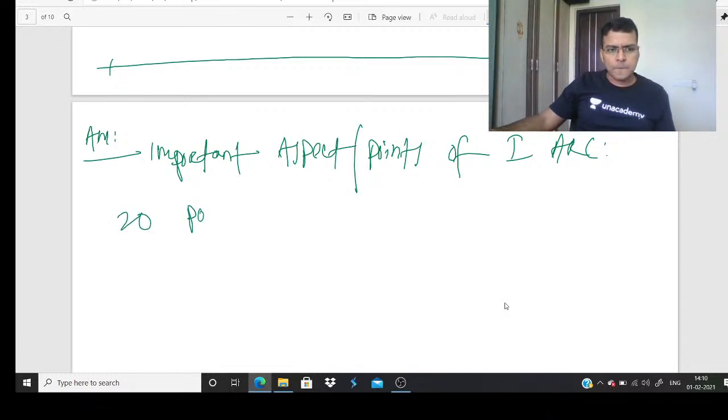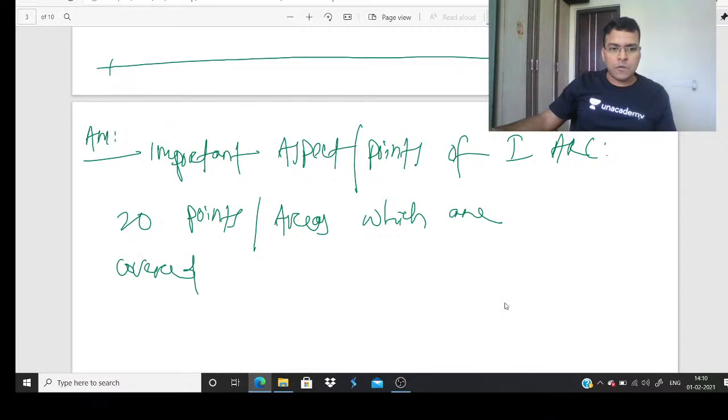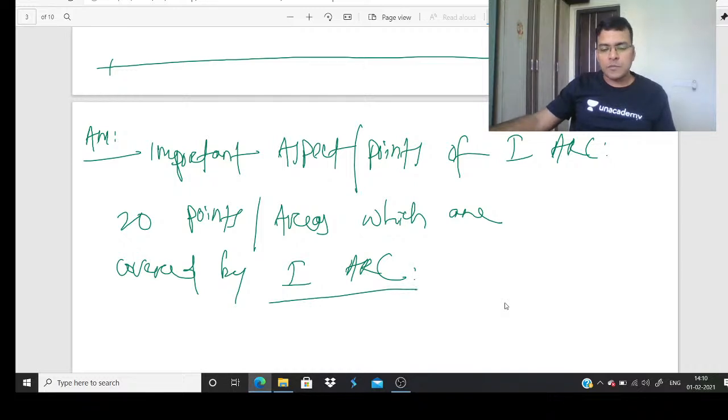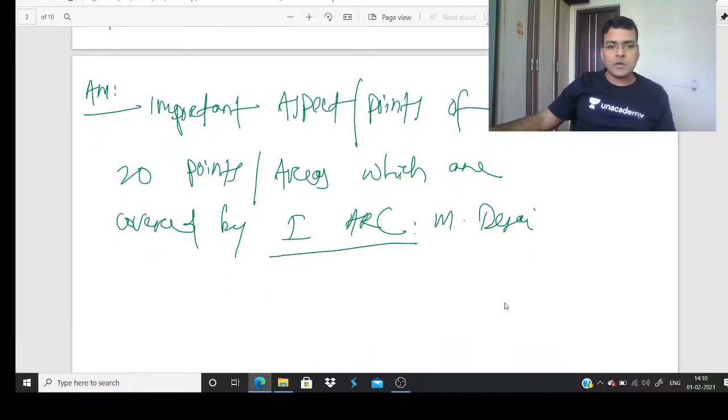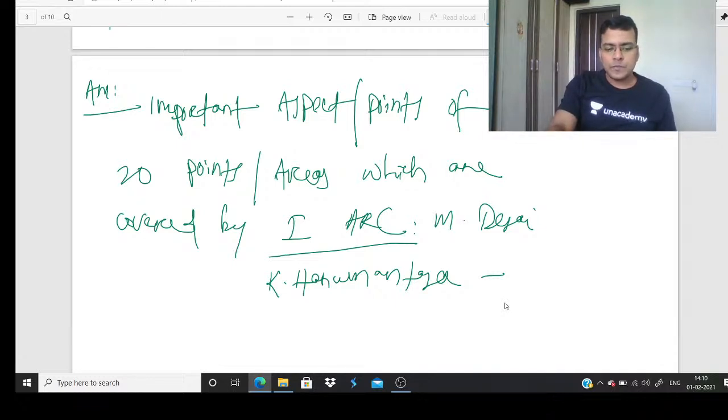We just discussed there are 20 points or 20 areas which are covered by first ARC, and I think you know first ARC is headed by Morarji Desai, but after he became the deputy PM, Hanumanthaiya became the chairman of first ARC. So this may be a prelim question, one marker question. Okay, so we discuss all the points, 20 points.